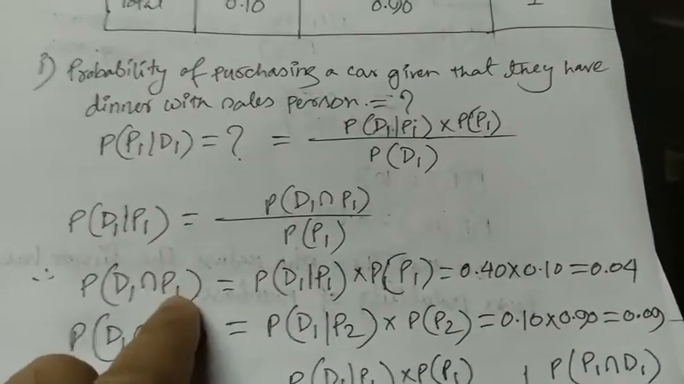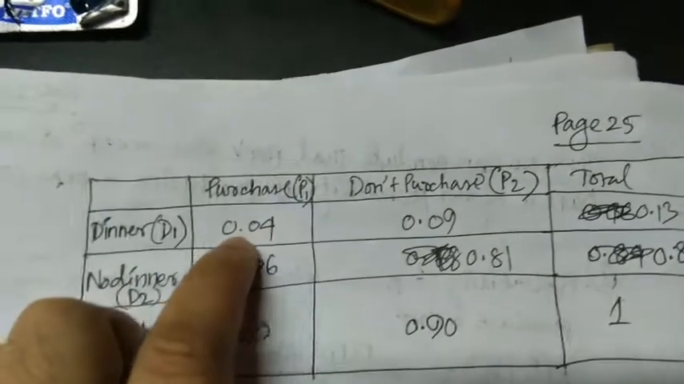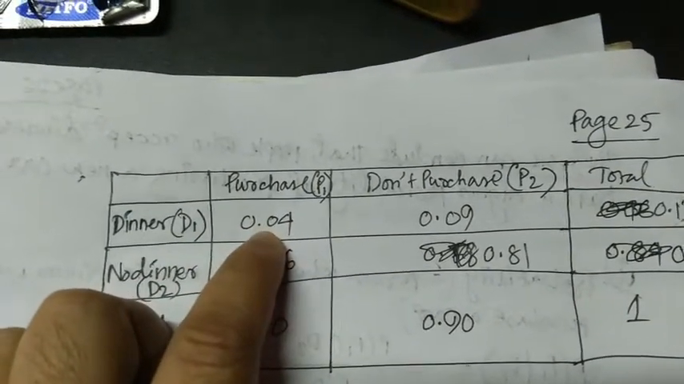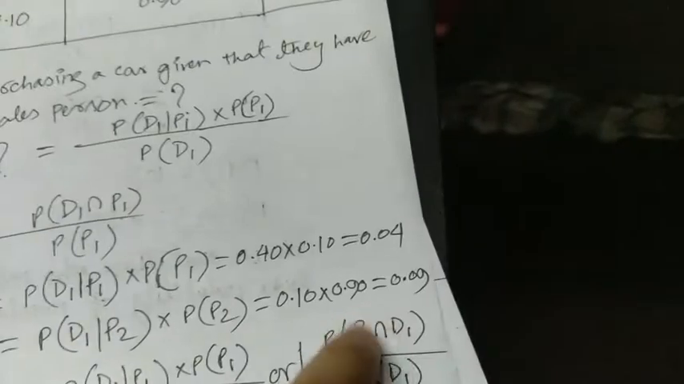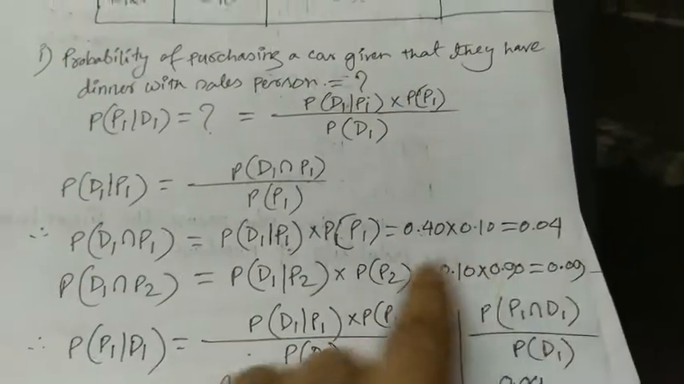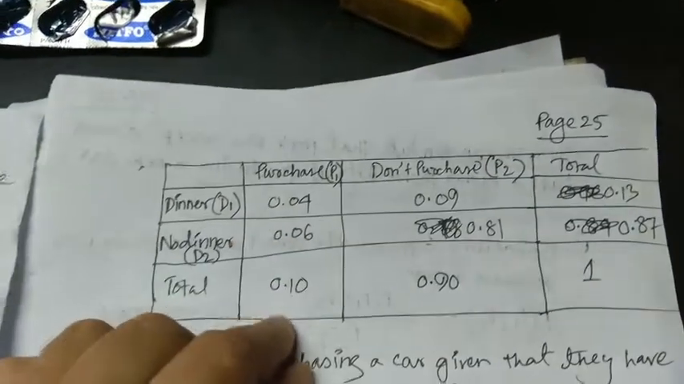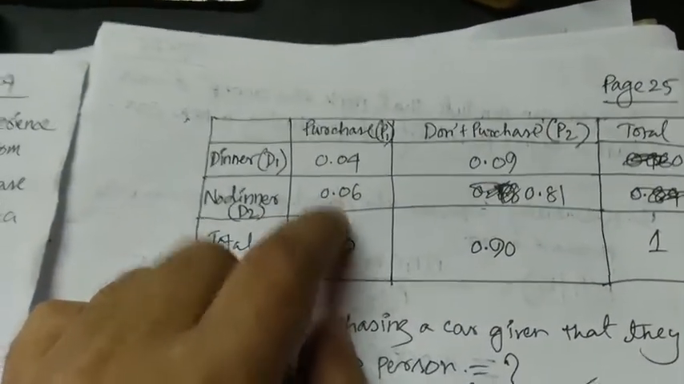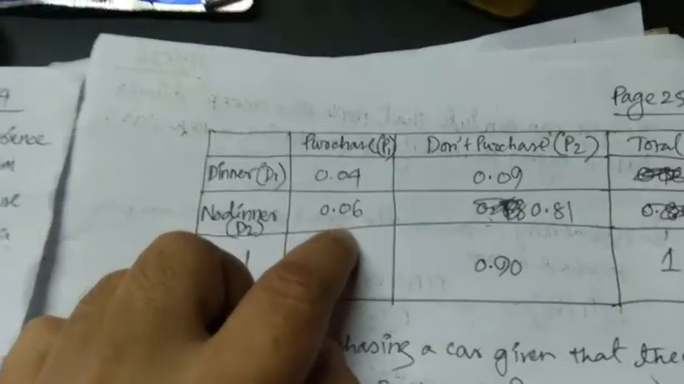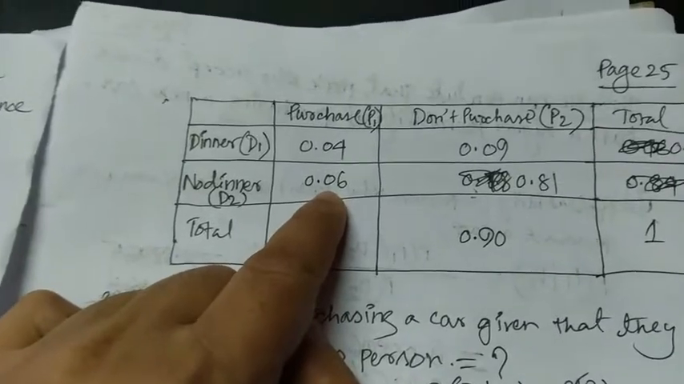So D1 intersection P1, you can see this is D1 and this is P1. That means D1 intersection P1 is this cell, 0.04. So we will put the value there. Probability of D1 intersection P1 is 0.04, that means both D1 and P1. So as you see, if the total here is 0.10 and this one is 0.04, obviously this one is 0.06.